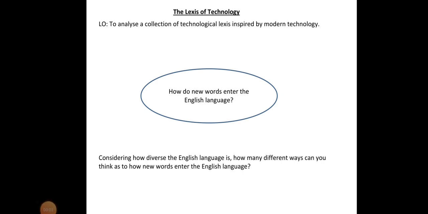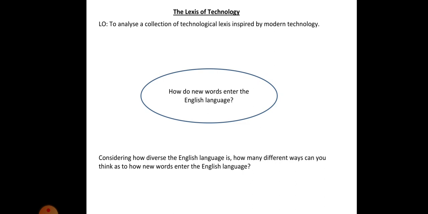Hello and welcome to the fifth lesson in the language and technology scheme of work. This is a lesson that's basically designed to be done next week, so when you return from Easter, and it forms part of your third week of learning. The first task to get you started is: how do new words enter the English language?